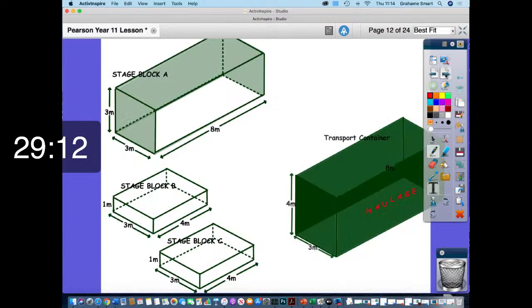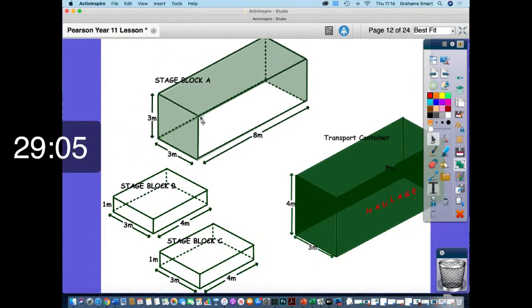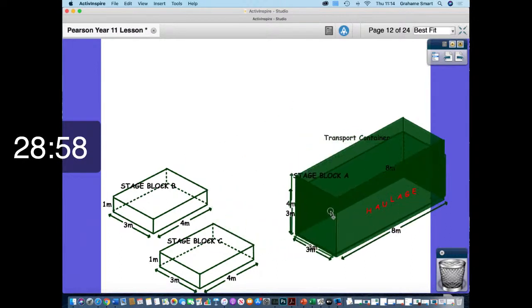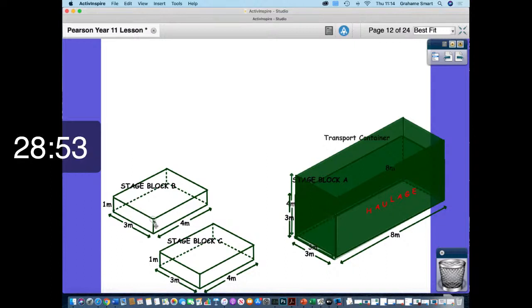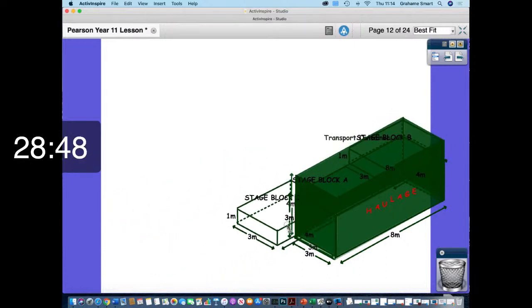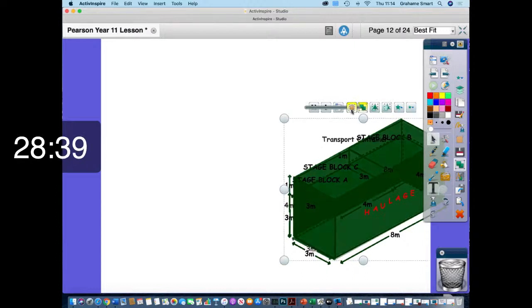And if we think about what happened in the last session, we were loading the blocks and they'd been assembled already. So you were loading it as a volume. So stage block A, I was thinking, okay, here's the truck. Can we fit it in? Yeah, that one fits in okay. Then stage block B, loading this one in. Is that one loading as well? Yeah. And then stage block C. But these were already assembled, so they're large because they've been assembled. It means less work when you get to the venue, but it means more work in transport.